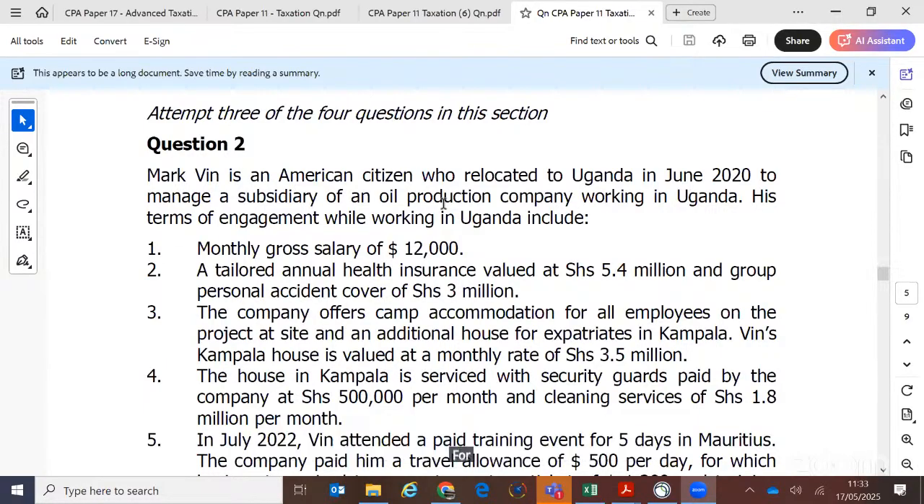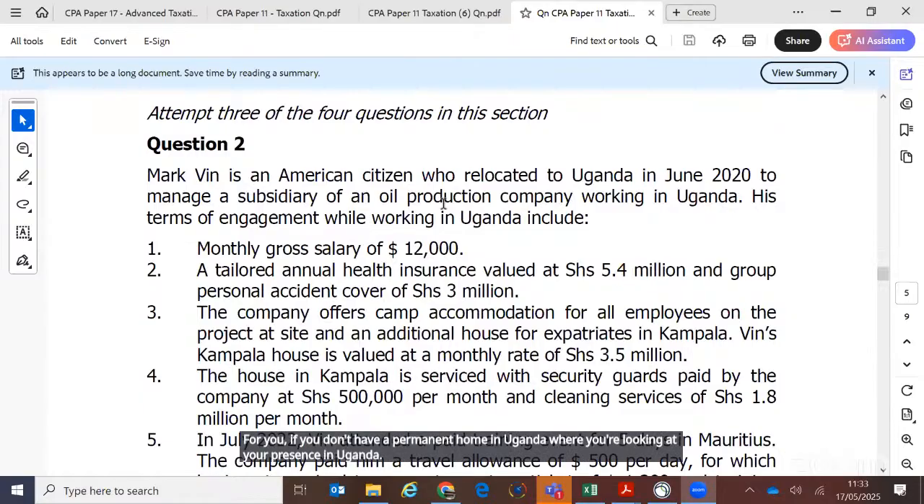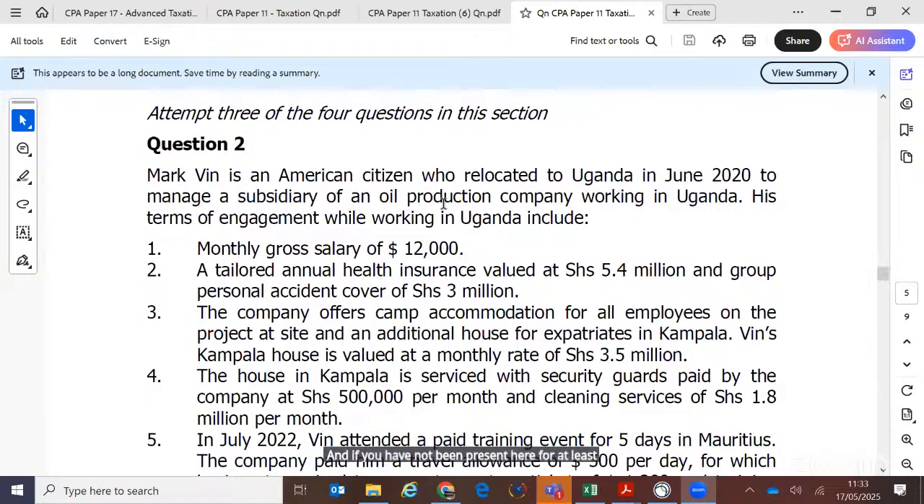For you, if you don't have a permanent home in Uganda, we are looking at your presence in Uganda. And if you have not been present here for at least 183 days, 183 days is 6 months and 1 day, you still remain a non-resident. But if you're doing a number of 12 months, don't bother yourself with whether this person is resident or non-resident. Automatically, he is resident. So apply the resident rates.